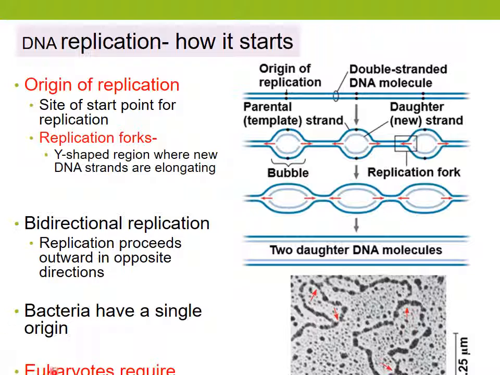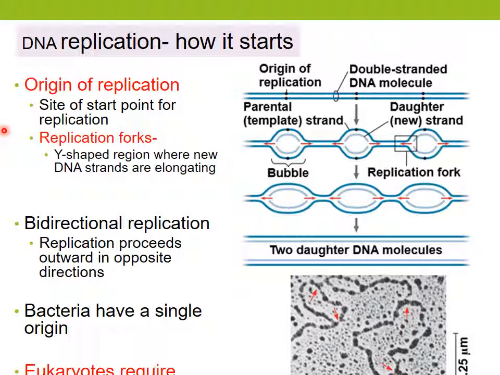This is getting cut off for some reason, but bacteria have only a single origin of replication, and they usually have their DNA in a circle. Whereas eukaryotes have generally linear DNA, not in a circle, and eukaryotes have multiple origins, whereas bacteria have a single origin of replication.